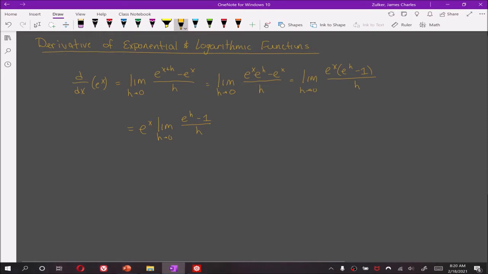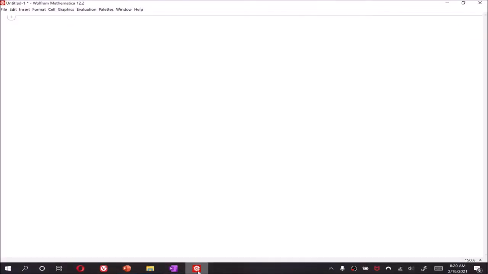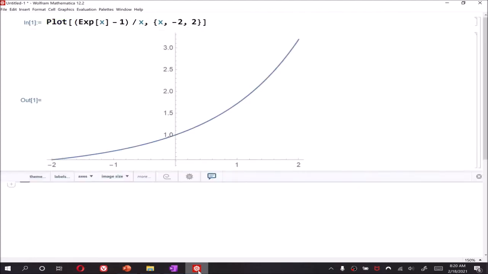The easiest way to examine this limit is to go ahead and look at its graph. So bring up Mathematica. We want to plot the function e to the x, forgot my parentheses, minus 1 all over x. And since we're approaching 0, let's take a domain close to 0, so let's say negative 2 to 2. Let's see what that gives us.